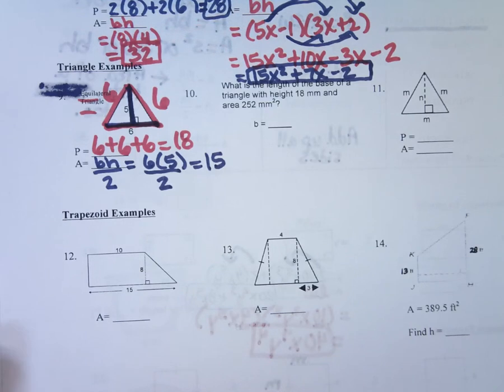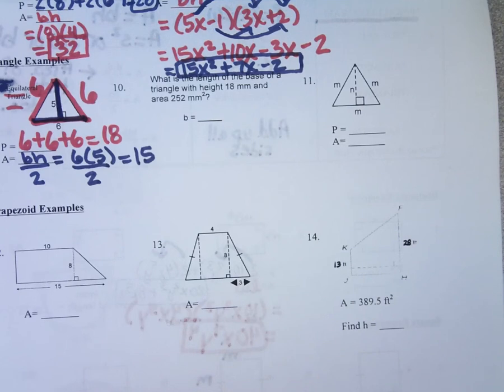Okay, why don't you try 11 real quick, and then we'll come back to 10. So take a second and try 11, and then we'll come back to 10.